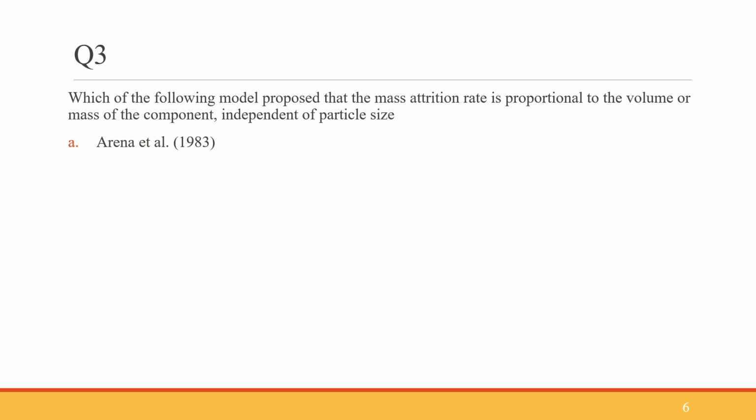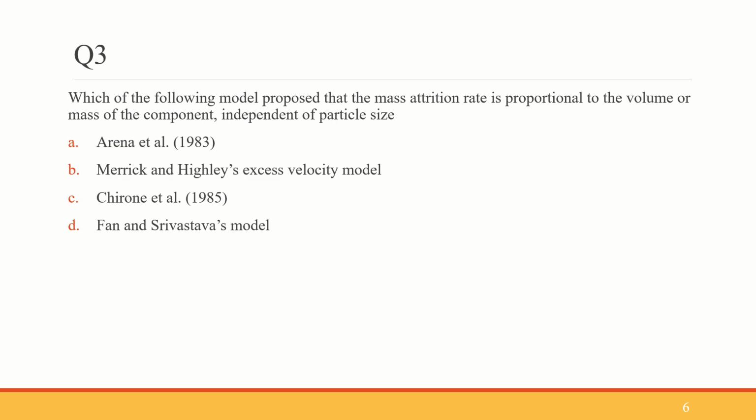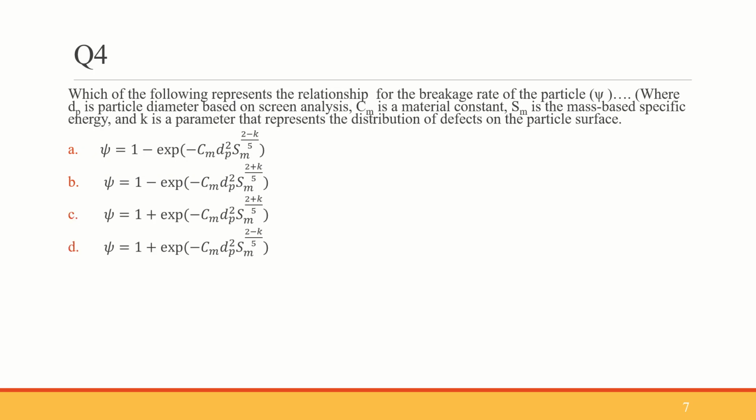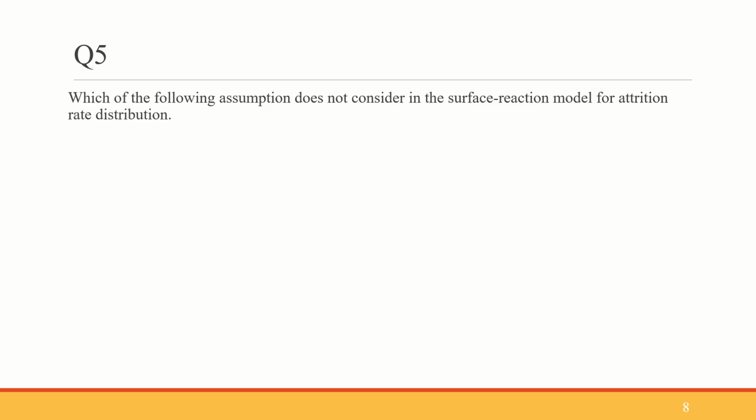And now it is about the following. They propose that the mass attrition rate is proportional to the volume or mass of the component, independent of particle size. Who proposed this? Fan and Srivastava's model is the one which has this particular statement. And lastly, we have seen the psi expression. Psi is the breakage rate of the particle. Psi is equal to 1 minus exponential of minus cm into dp square into sm to the power of 2 plus k by 5.